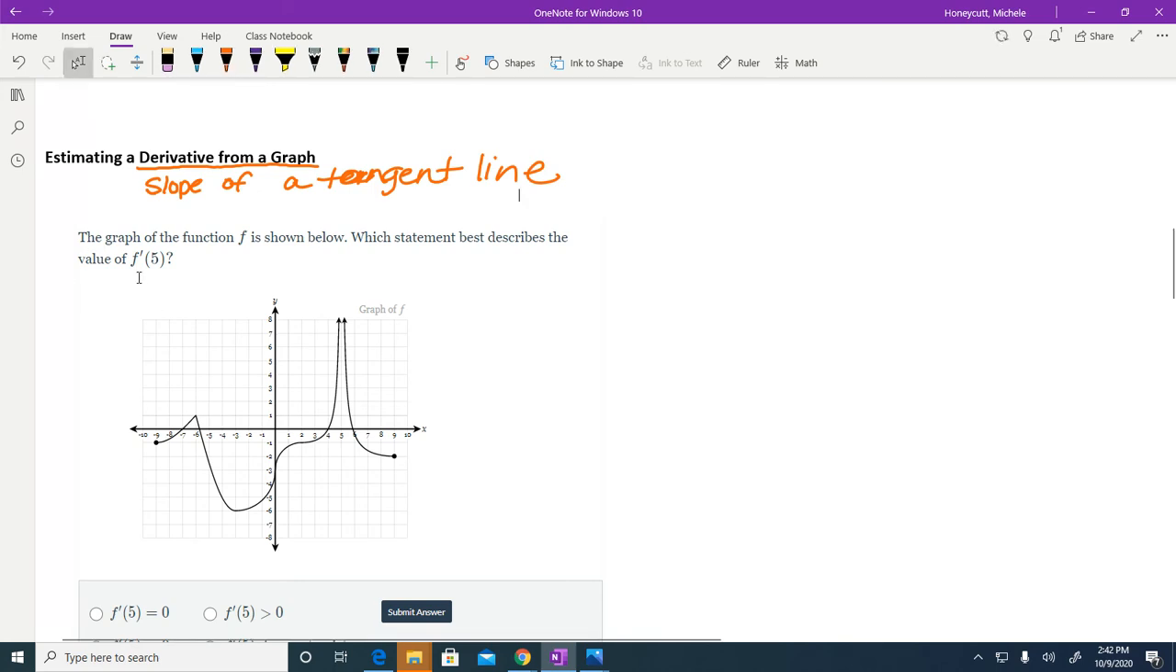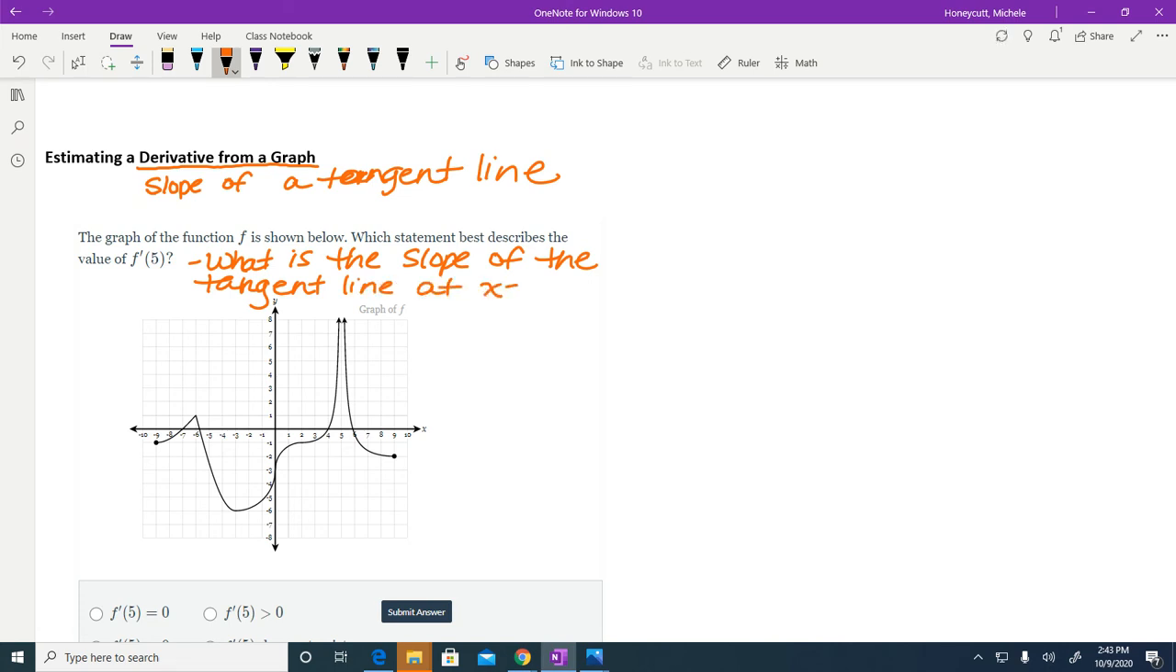So whenever I'm asked to find a value for f prime of 5, what that question is asking is, what is the slope of the tangent line at x equals 5? So at x equals 5, here's where it meets up on the graph. And then if I were to sketch in a tangent line, I would use a line right here.